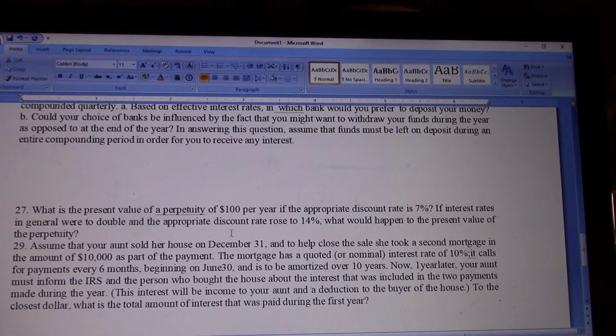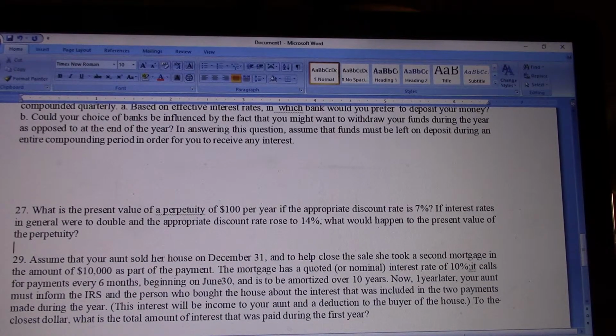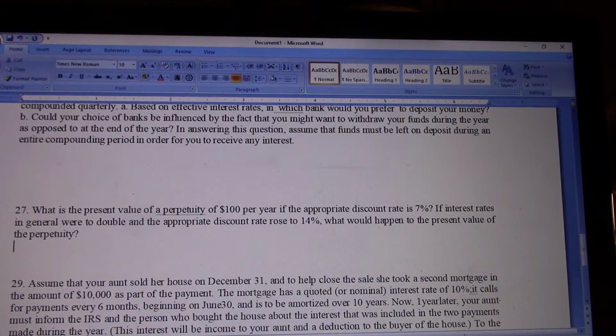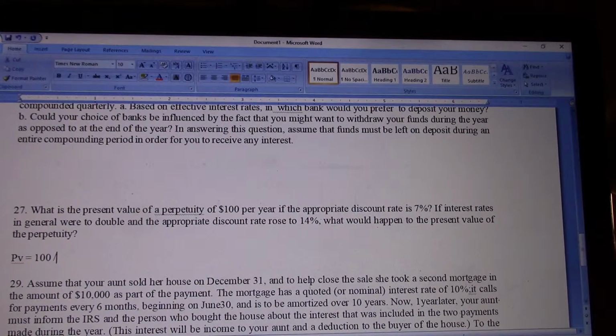Question number 27. It's a perpetuity problem. The equation, like I said, for the present value of a perpetuity is just the cash flow received every year divided by the interest rate, because the $100 will be received every year.